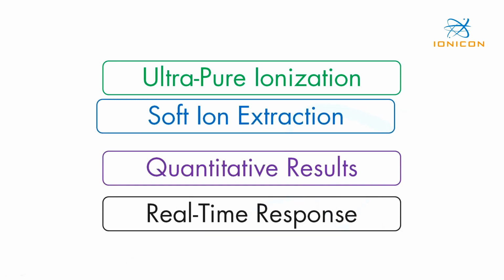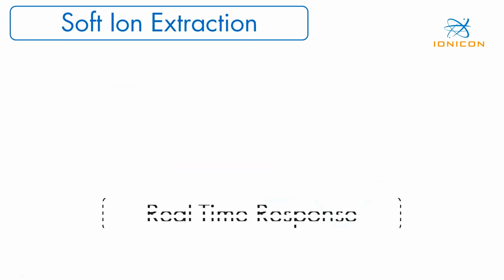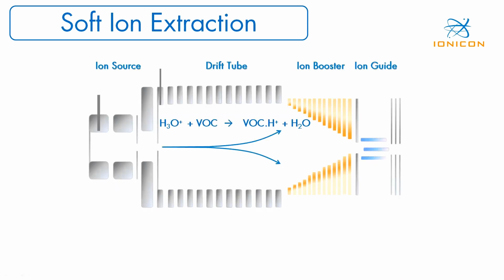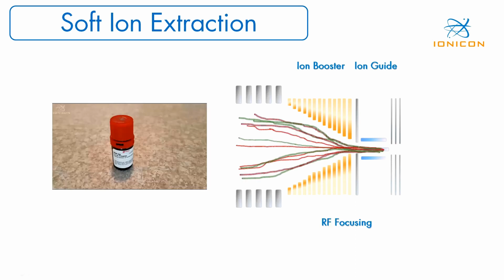The second essential is the soft ion extraction into the mass spectrometer. Undefined or high electric field strength at the extraction region might induce artifacts due to collision-induced dissociation or even unwanted ion-molecule reactions. So let's have a look at the ions in our drift tube reactor. Within the 100 microseconds of residence time, the ions will slowly diverge towards the end of the drift tube reactor. To increase sensitivities, a few years ago, IONICON introduced the ion booster that efficiently funnels the ions.